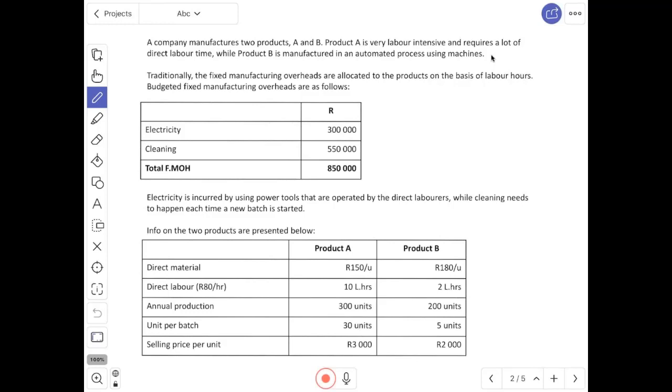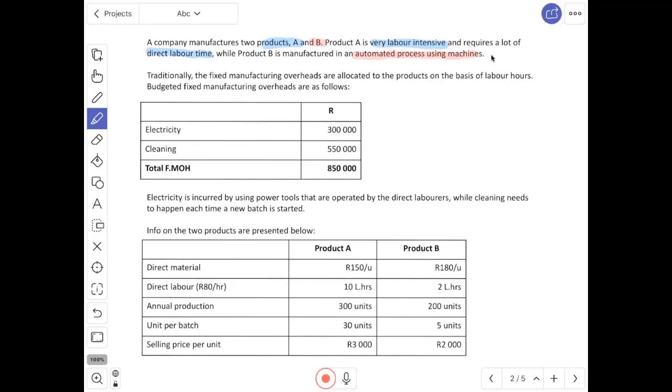The company manufactures two products, A and B. Product A is very labor intensive. So A is labor intensive and requires a lot of direct labor time, while product B, let's do that in a different color, is manufactured in an automated process using machines. So we can already see they are going to consume or cause our overheads to be incurred in different ways. The one uses a lot of machines, so any cost related to the machines will be caused by B more, and any costs that's caused by labor time will be as a result of product A.